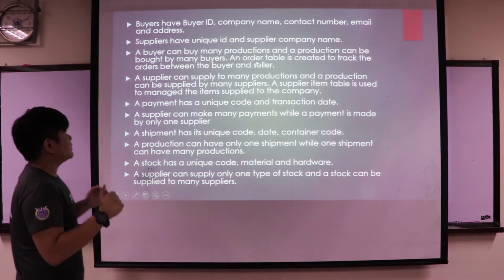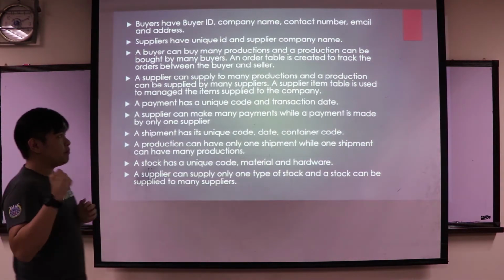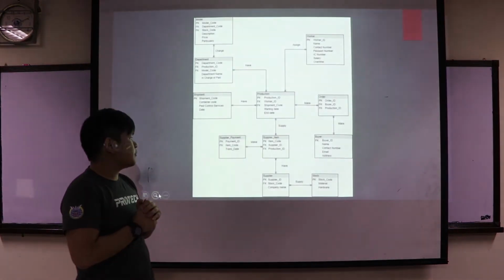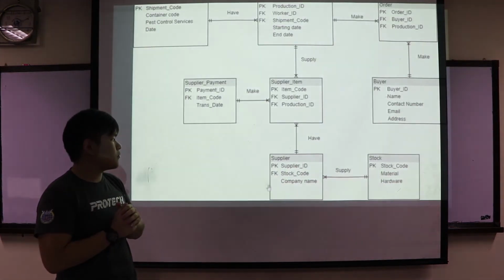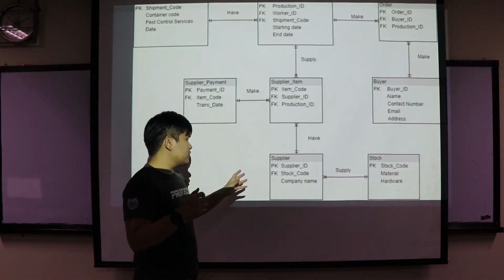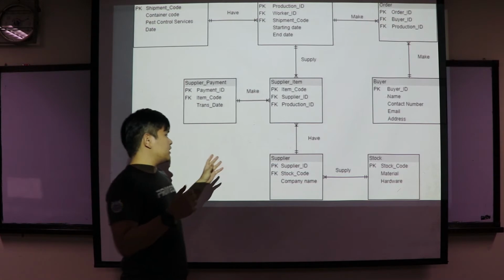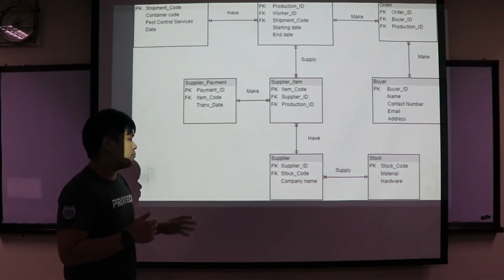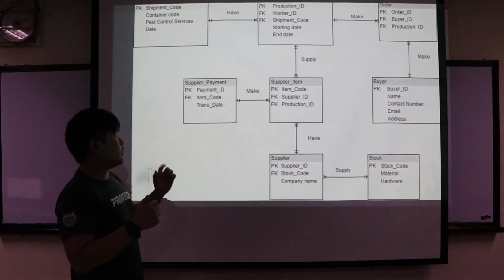A supplier has a unique ID and supplier's company name. But based on the diagram, we need to create a supplier table which contains a primary key, supplier ID, and a company name. Back to the question.